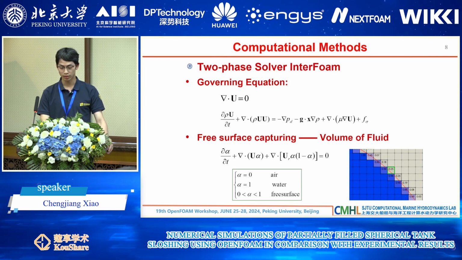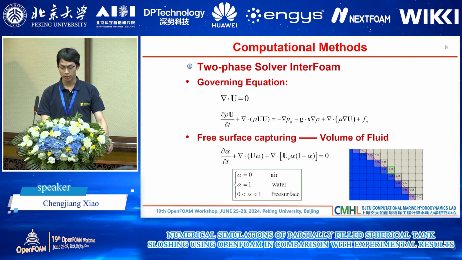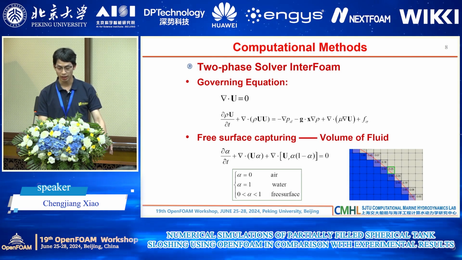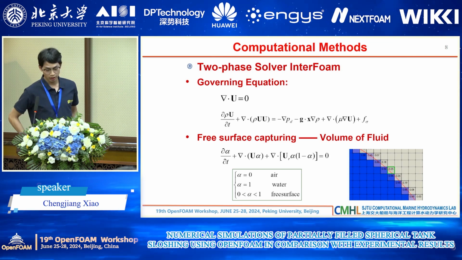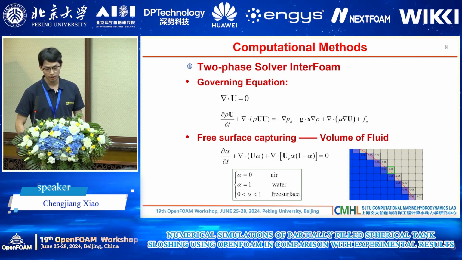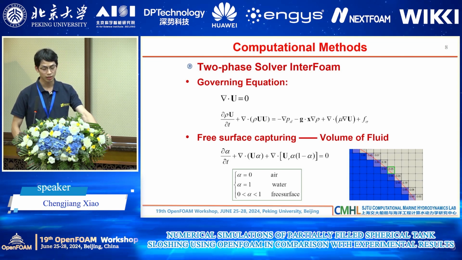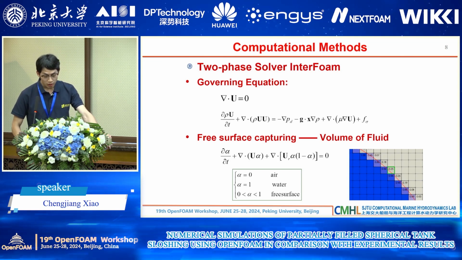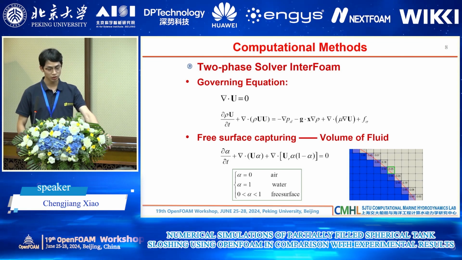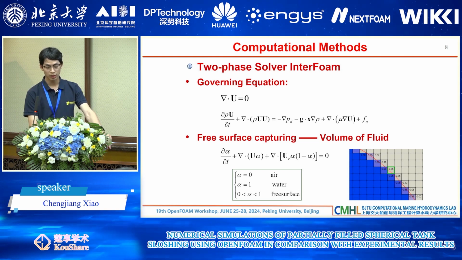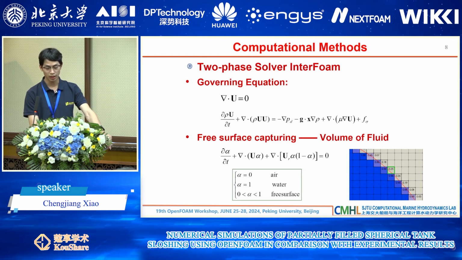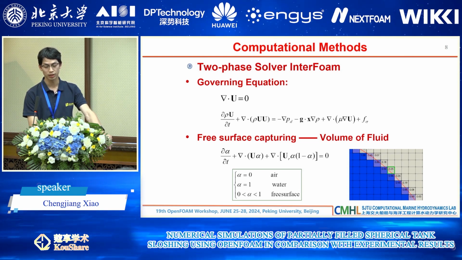nonlinear dynamics. The governing equations are the continuity equation and the Navier-Stokes equations, where U is the velocity, p_d represents the dynamic pressure, mu is the kinematic viscosity, g is the gravitational acceleration vector, and t and F_sigma indicate the time and the surface tension force respectively.